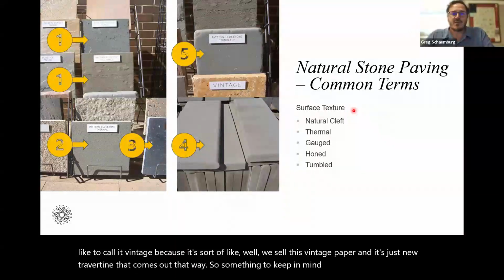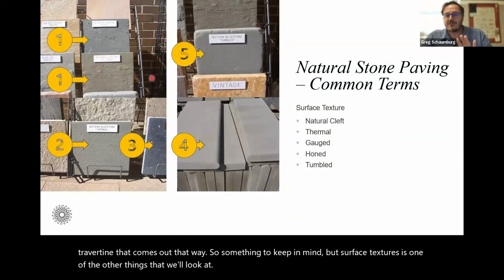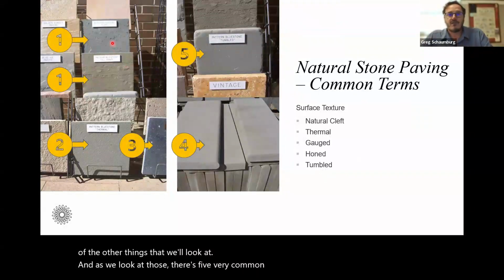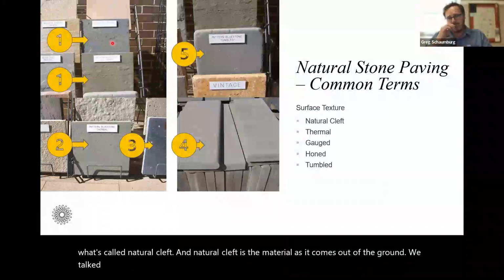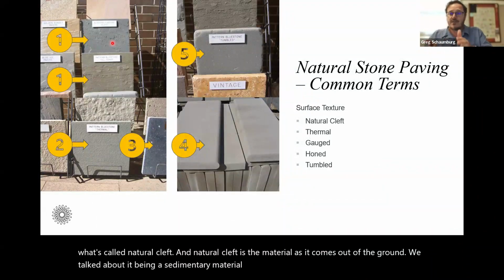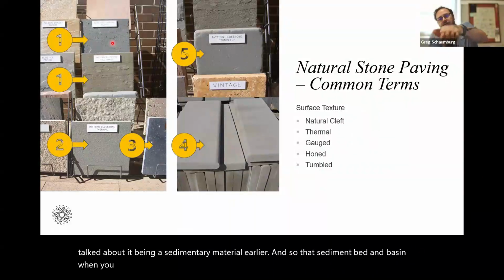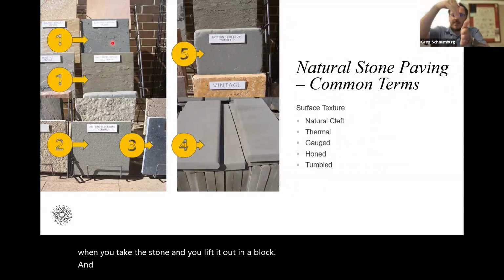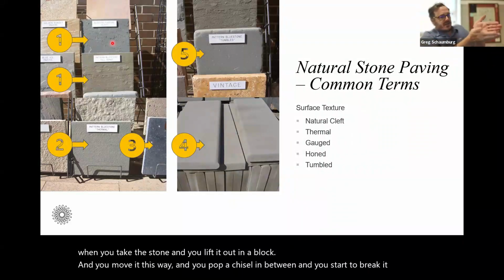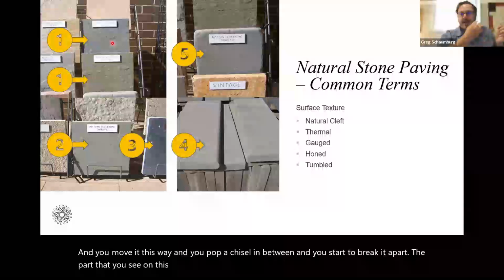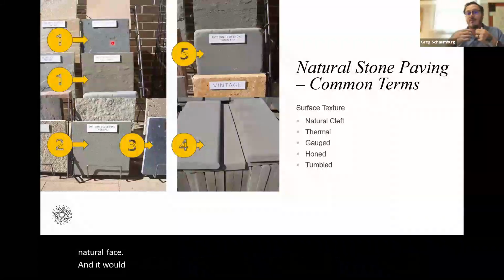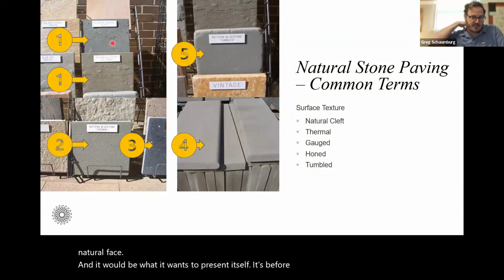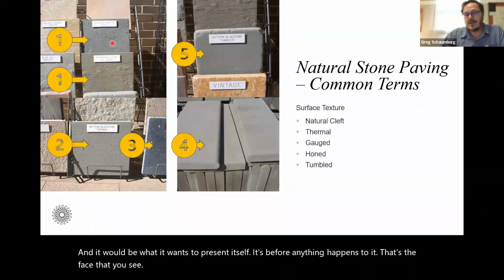But surface textures is one of the other things that we'll look at. And as we look at those, there are 5 very common surface textures. First and foremost is what's called natural cleft. Natural cleft is the material as it comes out of the ground. We talked about it being a sedimentary material earlier. So when you take the stone and lift it out in a block, move it this way, and pop a chisel in between and start to break it apart, the part that you see on this side has some topography on it, and that's called the natural cleft face. That would be the most natural face, what it wants to present itself as before anything happens to it. That's the face that you see with no other work done to it.